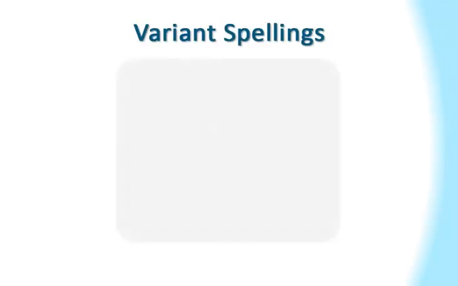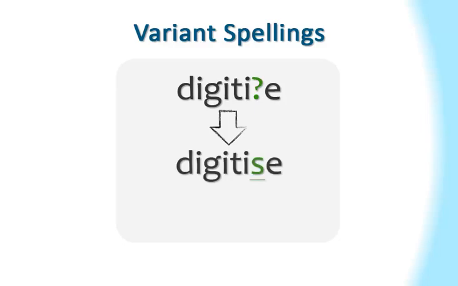Wildcards are useful to retrieve words that have variant spellings. Entering digiti?E retrieves digitize with an S and digitize with a Z.